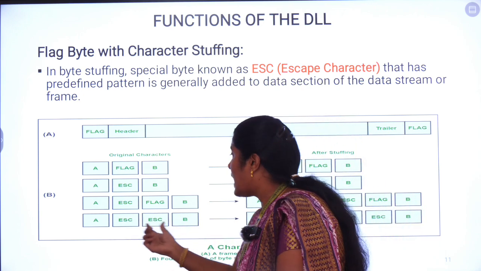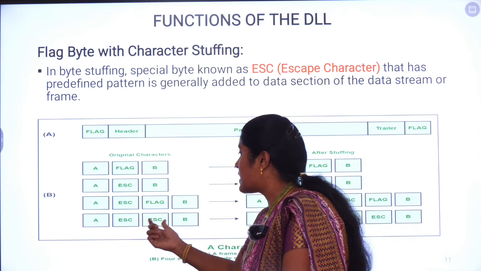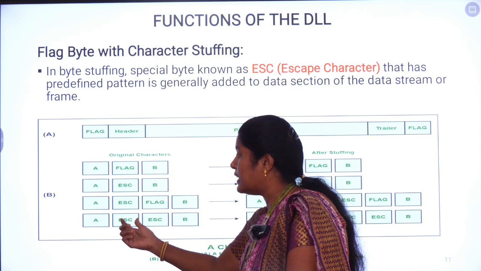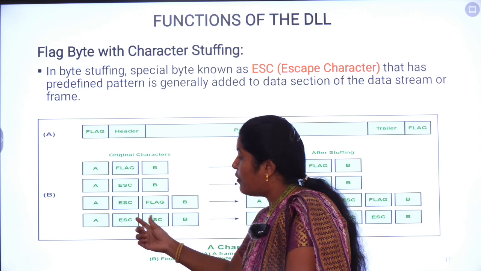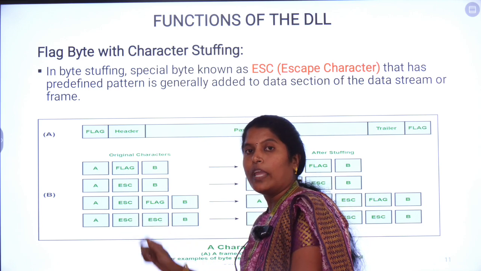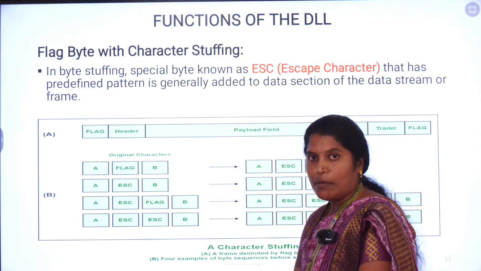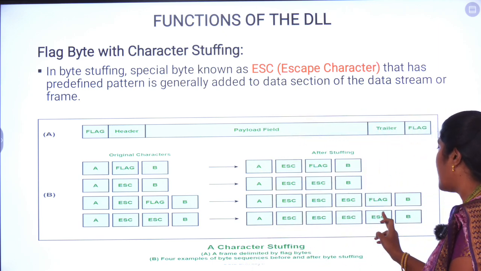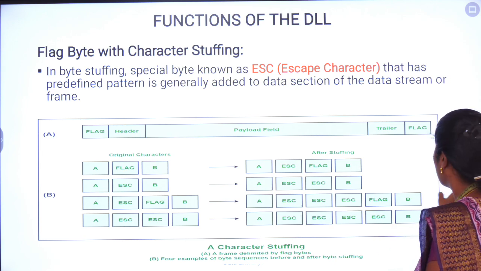The fourth original character is A, escape, escape, B. Between A and B, there are 2 special patterns, which are escape and escape. So before these 2 special patterns, we need to include a special character called escape. Hence it becomes A, escape, escape, escape, escape, and B.